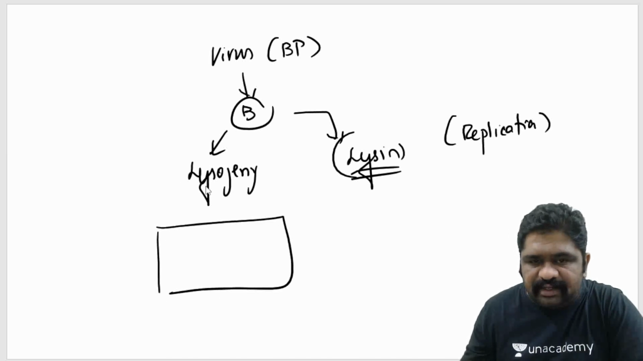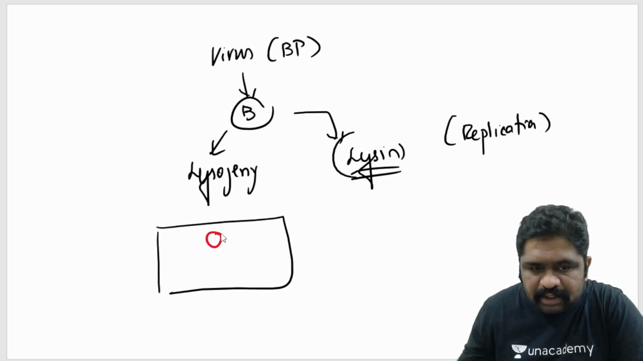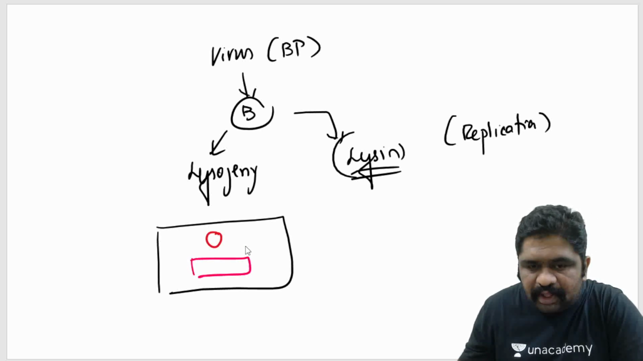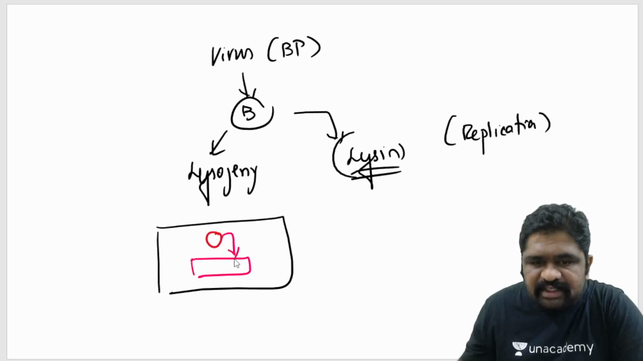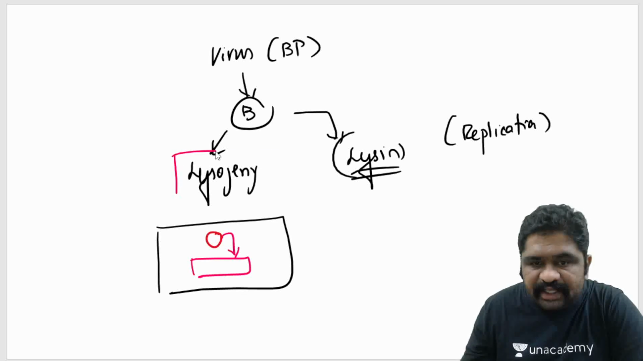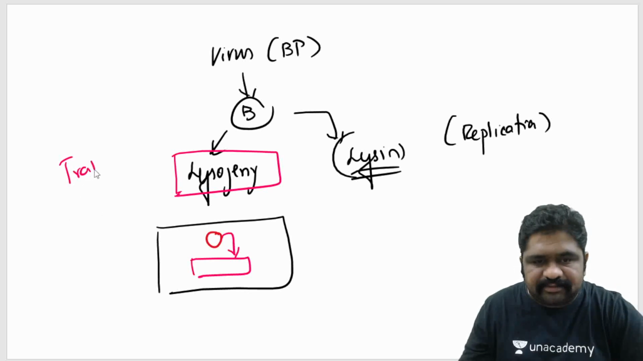Now imagine this. If this is the bacteria, and the virus is bringing new information, and the bacteria already has its own information here, and if the bacterial information and the viral information come together, then that will be called lysogeny. So this is the place where you will have something called transduction happening.